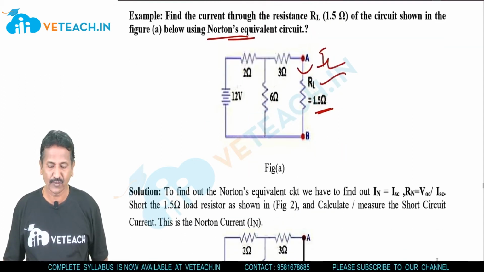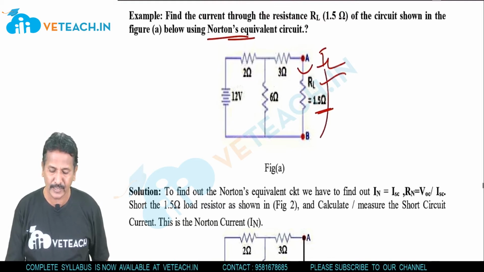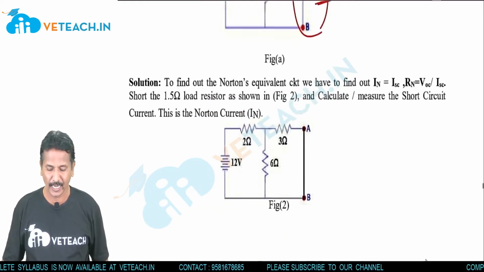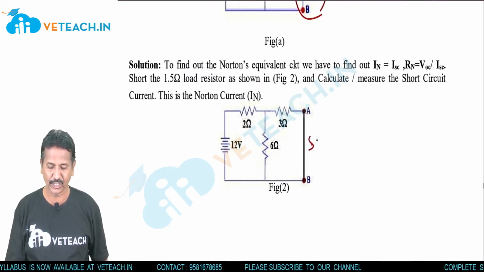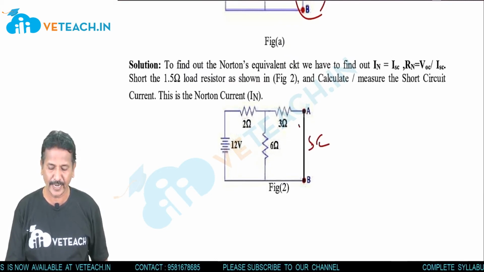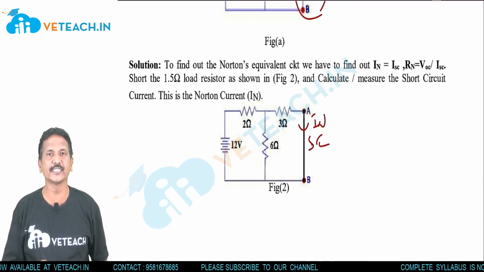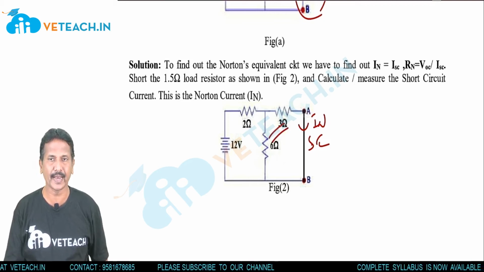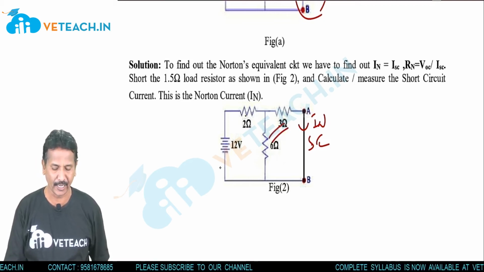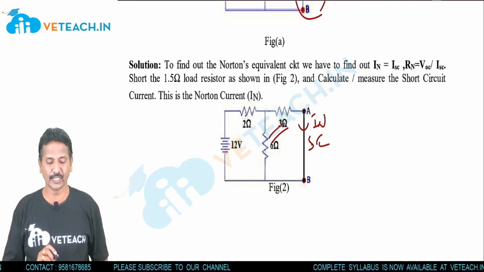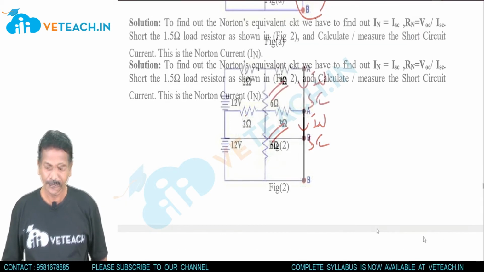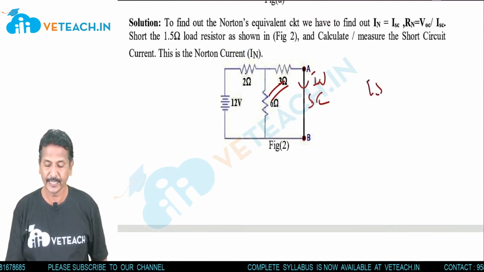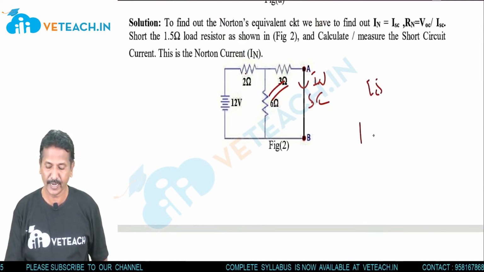So first, what we have to do? We have to short this load resistance. First step, what you have to do? Short the load resistance. Here, this is short circuited. When it is short circuited, here what happens? A Norton's current will flow, right? Then how are these? These are in parallel, in series across the voltage, right? So 3 and 6, 6 threes are 18, 18 by 9.